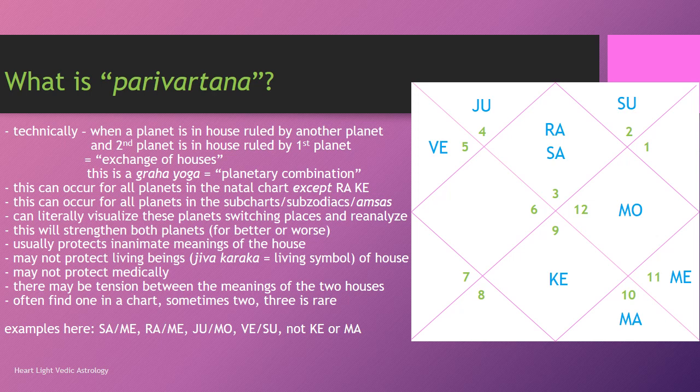And if you haven't heard it before, this is what we call a graha yoga. In Sanskrit, that means a planetary combination. So when you have certain planetary combinations, it's like another layer of significance added to the chart.